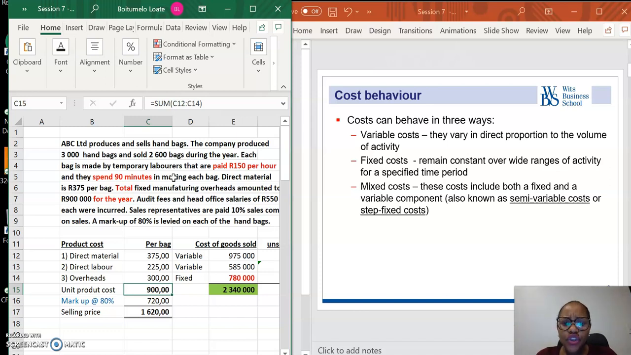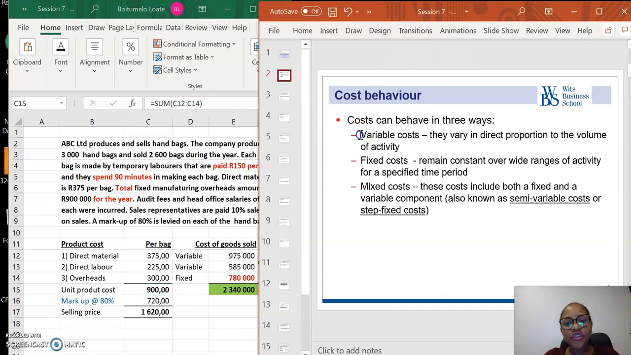Why would we need to know how costs behave? In management accounting, you can come up with two different types of income statements. You can come up with an absorption costing income statement, or you can come up with a variable costing income statement. How do these two vary?